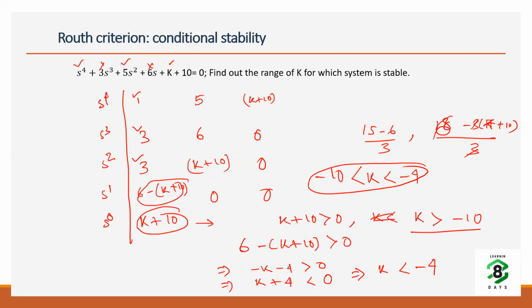Similarly, Amol will cover Nyquist, root locus, and the Bode plot in subsequent sessions.